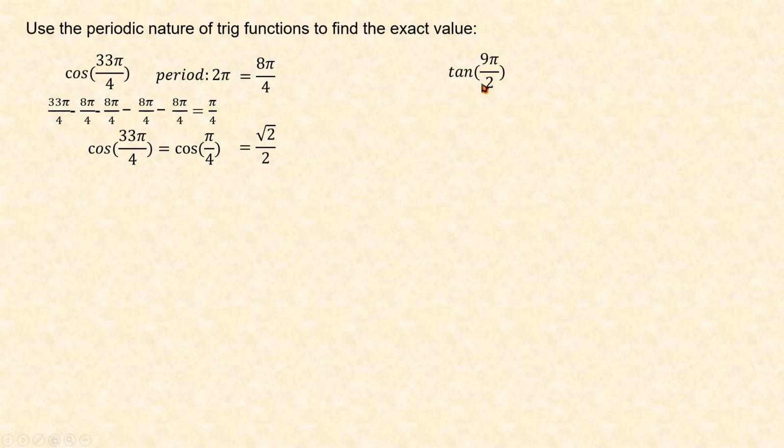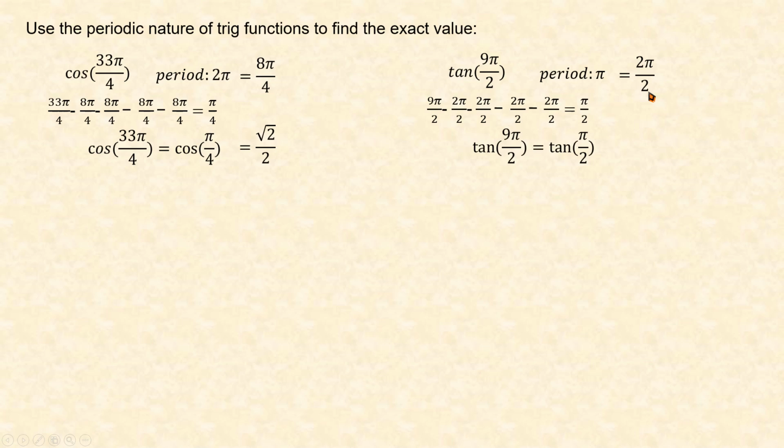Same thing here, tangent of 9 pi over 2. What is the period of tangent? It's pi. So I have to take away a bunch of pi's. Pi is equal to 2 pi over 2. So I subtract 2 pi over 2, subtract 2 pi over 2, and I get pi over 2 at the end. So tangent of 9 pi over 2 is equal to tangent of pi over 2. It's undefined, because pi over 2 is when it's up here and x is 0. So tangent has a 0 at the bottom, so it's undefined.